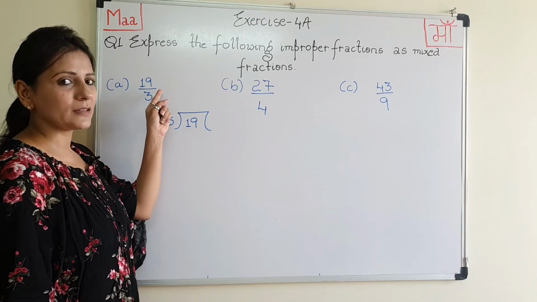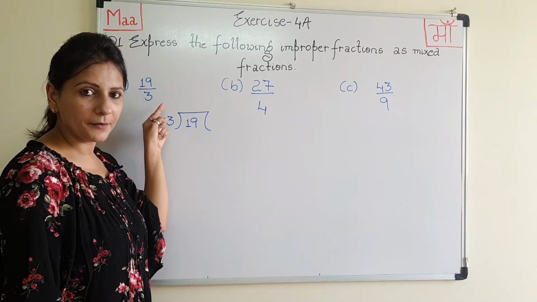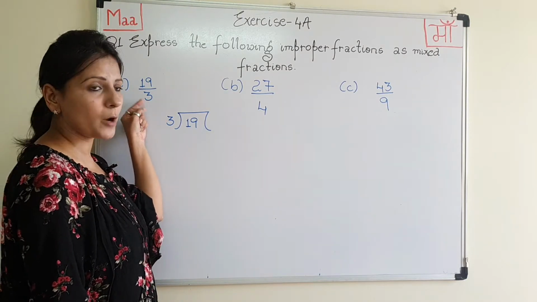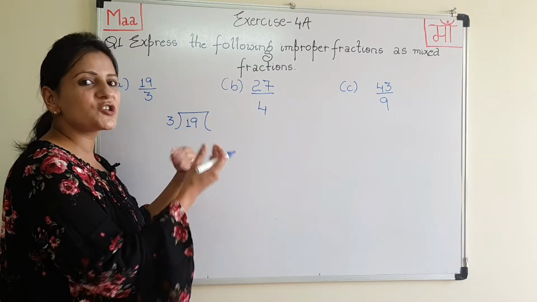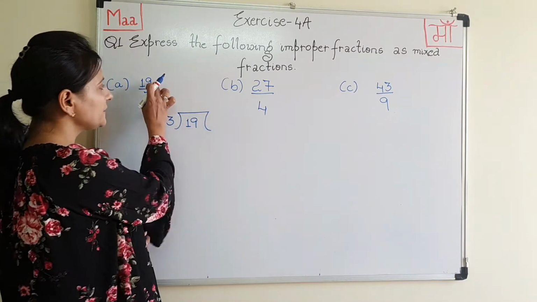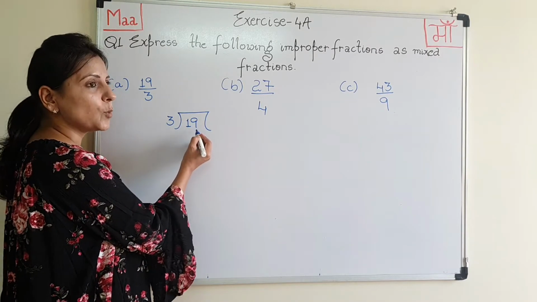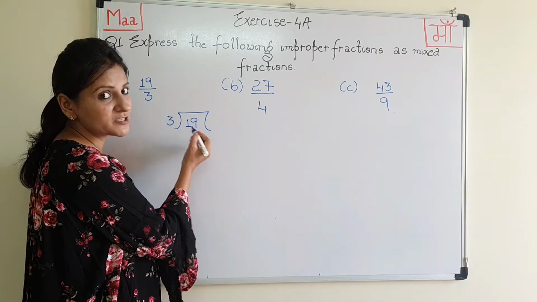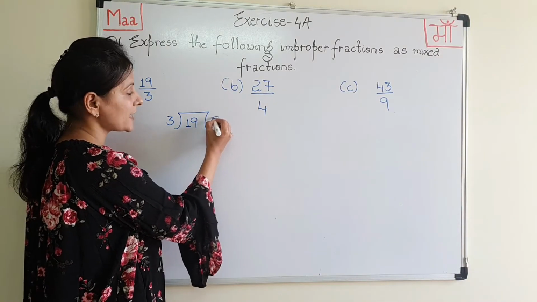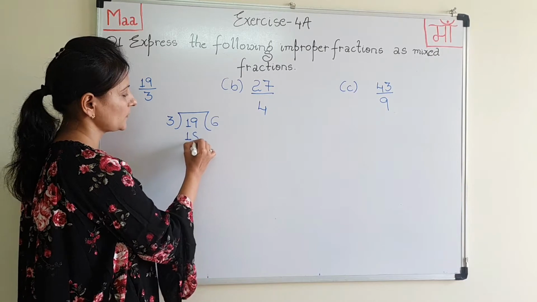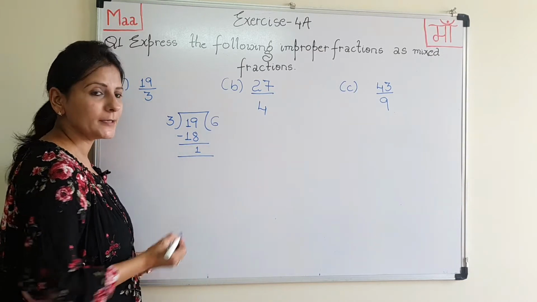because you all know this upon sign, this horizontal line, divides the numerator and denominator, right? This is the numerator and this is the denominator. So this horizontal line is basically the representation of division also. So we can divide 19 by 3. So you have to find the number smaller than 19 in the table of 3 which is nearest to 19. Yes, it is 3 6 18. When you subtract, you will get 1, right?